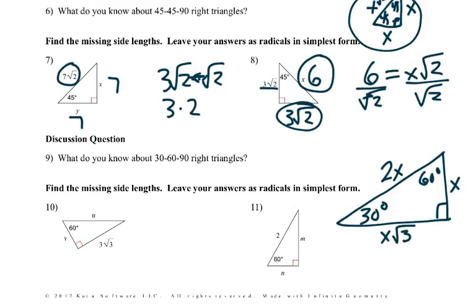Okay, so if we look at 10, we've got 3 square roots of 3, that's the longer side, which means the shorter side has to be 3, because it's that part minus the square root of 3. And then the hypotenuse is double that, so it's 2x. 2 times 3, which is 6. For 11, we have the hypotenuse, so we cut that in half for the shorter side. Then we take that and multiply it by the square root of 3 for the longer side, for those ones.